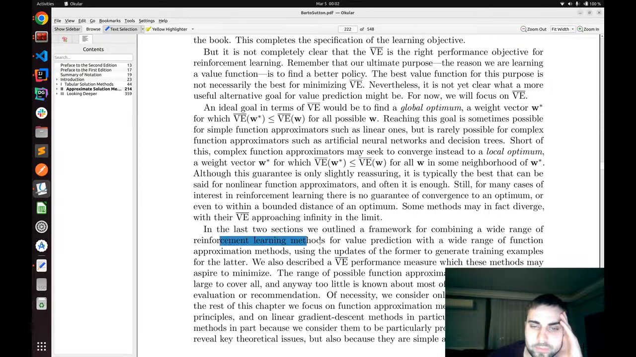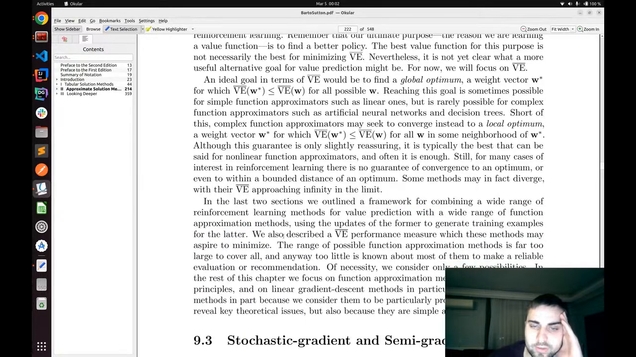A wide range of reinforcement learning methods for value prediction can be combined with a wide range of function approximation methods, using the updates of the former to generate training samples for the latter. We also describe a performance measure, the VE, which these methods may aspire to minimize.